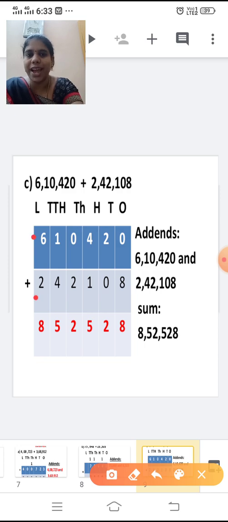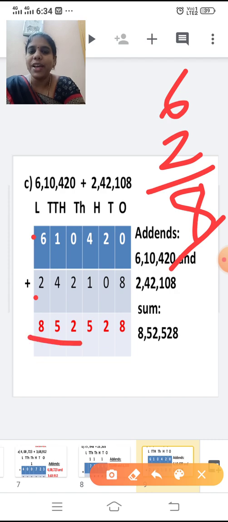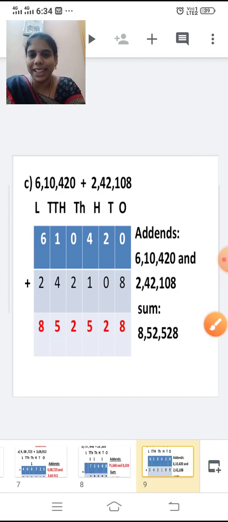6 and 2. I'm going to add 6 and 2, the lakhs place. Add and tell me the answer now, children. With 6, I'm going to add two numbers. Keep 6 in mind, 2 in the finger. After 6, 7, 8. So the answer is 8,52,528. Answer is 8,52,528. So what are the add-ons now?